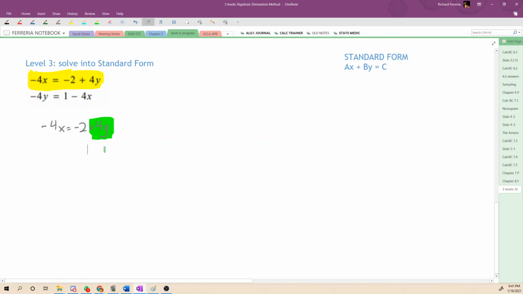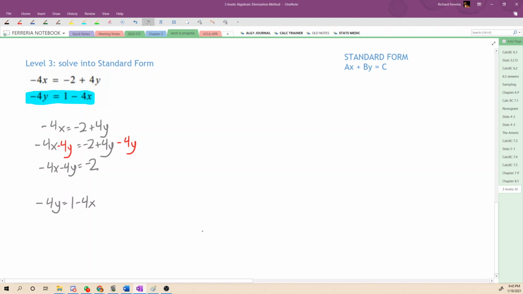Notice how this plus 4y is on the wrong side of the equal sign. So I'm going to subtract a 4y from both sides. That creates a zero pair on the right side of the equal sign and simplifies everything into negative 4x minus 4y equals negative 2. With the second equation, this minus 4x is in the wrong place, so I need to move that over to the left side of the equal sign. This time I add 4x to both sides. That gets me a zero pair on the right side, and that simplifies to 4x minus 4y equals 1.